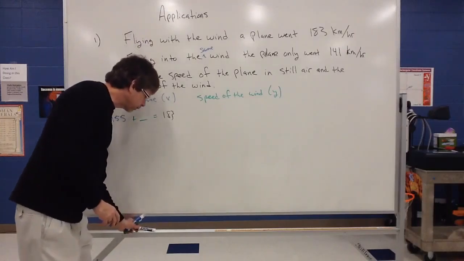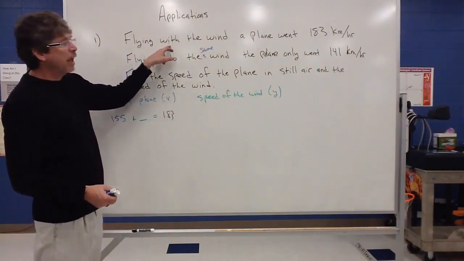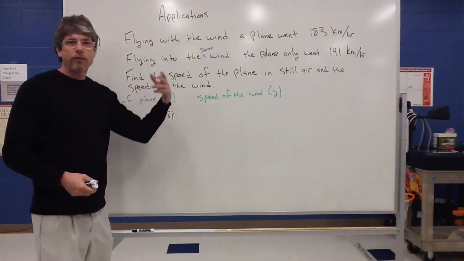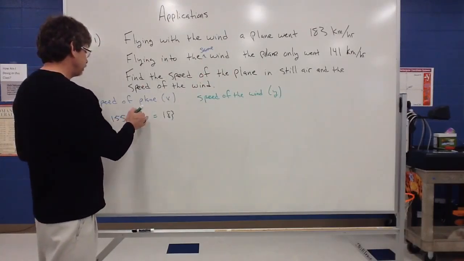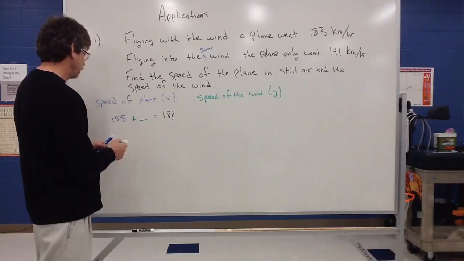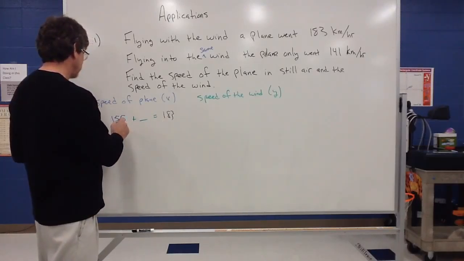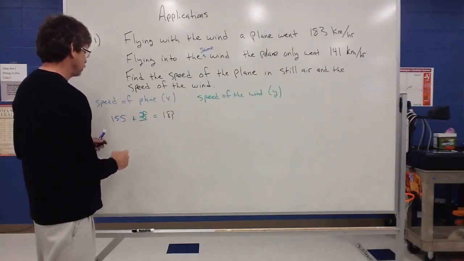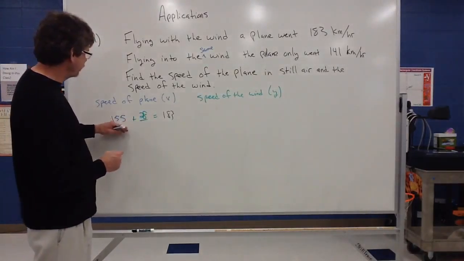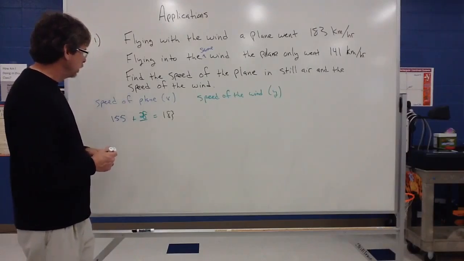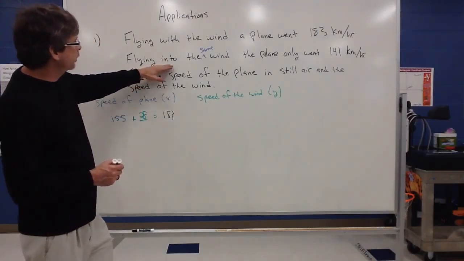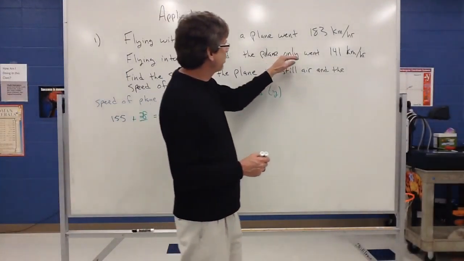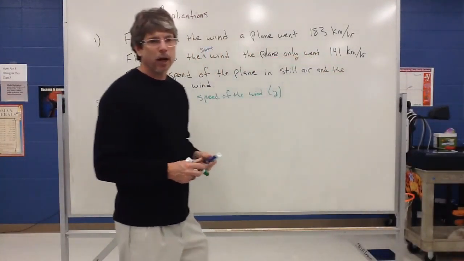So in other words, since I'm flying with the wind, that wind is going to help me go faster. So I'm going 155 plus, what would that be to get 183? Looks like that would be, is it 28? Yeah, 28. So 155 plus 28 would give me 183. Here's the catch though. Flying into the same wind, my plane only went 141 miles per hour.